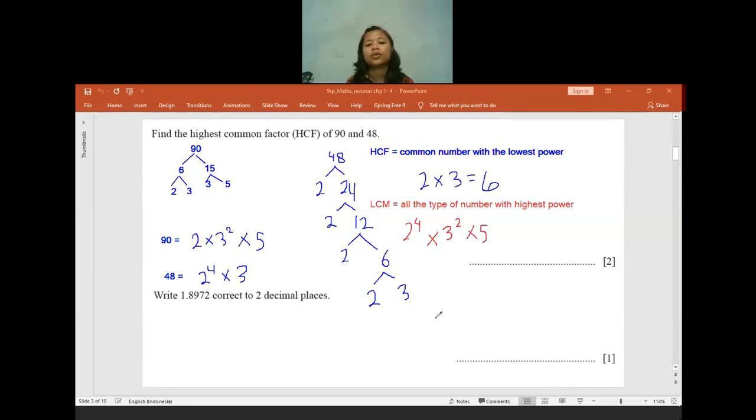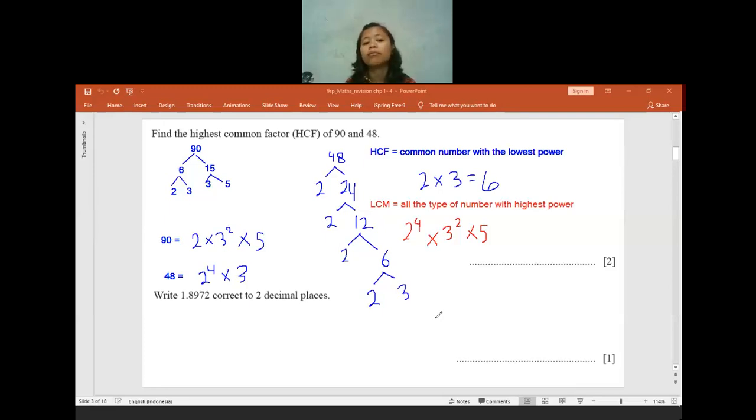So for finding the HCF and LCM, the first thing you have to do is make a factor tree of each number given. So I make the factor tree of 90 and 48. Is there anyone still having any difficulties to make the factor tree of each number given? Is there anyone who is still confused? No one says anything, so I think all of you already understand.